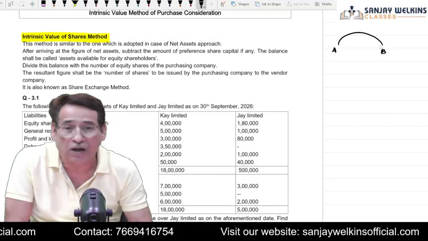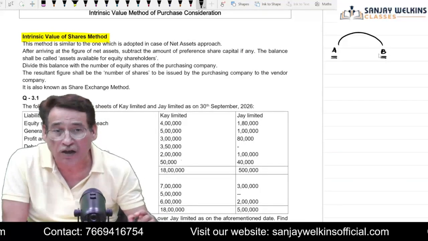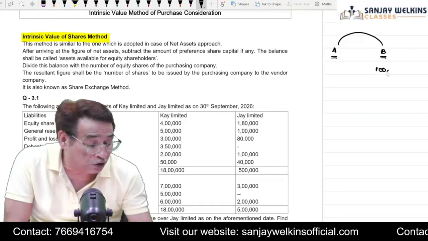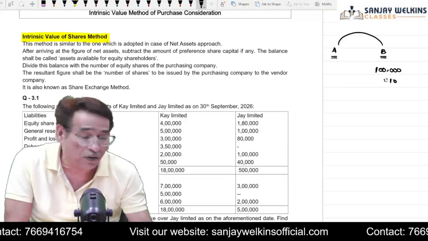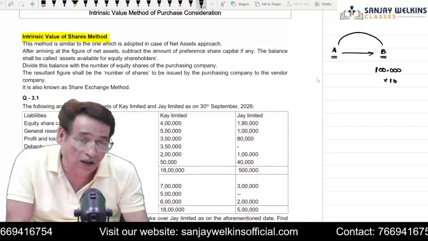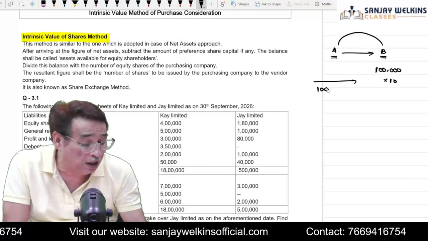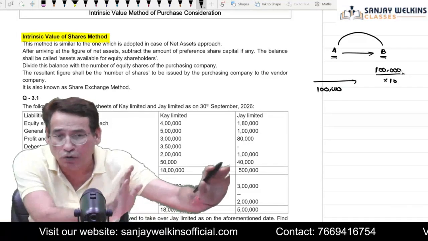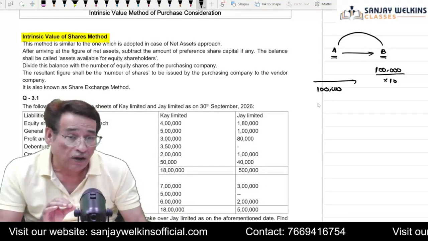In practical life, when a particular company, let us say company A, is taking over the business of company B, the problem is that, let us say, there are 1 lakh shareholders of company B. There are 1 lakh shares of rupees 10 each. So when company A takes over company B, does it mean that, in order to pay the consideration, the purchasing company will issue 1 lakh shares? Because they have got 1 lakh shares. So should we issue 1 lakh shares? This is the point.